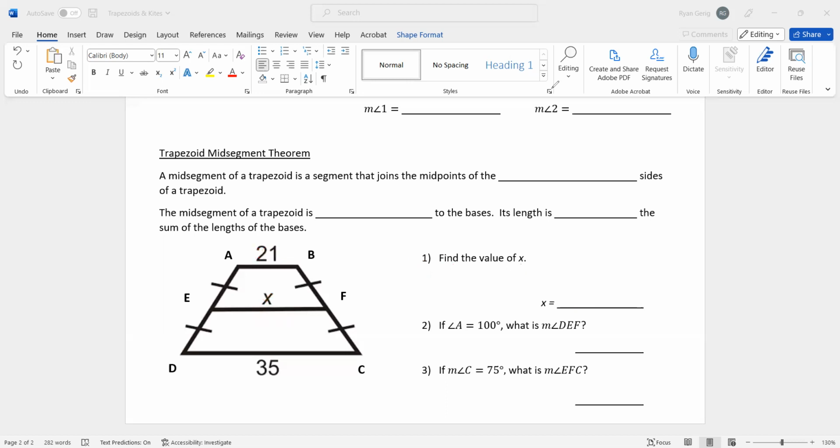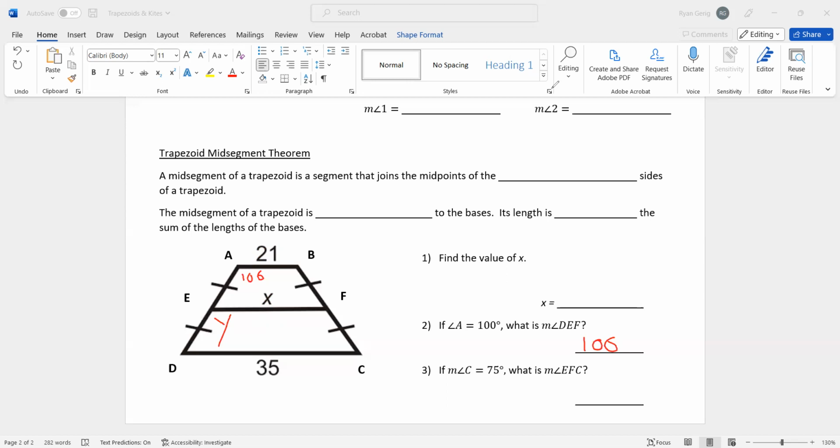And these last two parts, look at that. If angle A is 100, what is the measure of DEF? So DEF would be this angle here. Well, those two lines, AB and EF, are parallel, which means 100 and Y are equal because of the corresponding angles postulate. So that's 100 degrees.